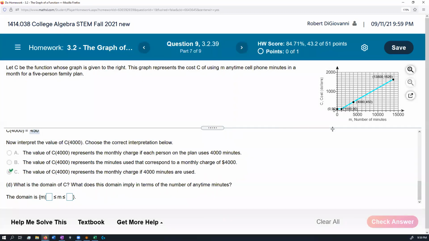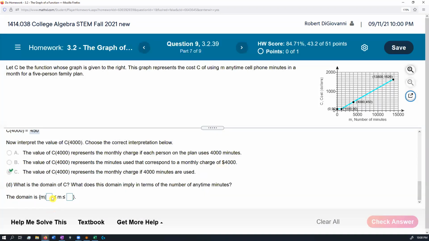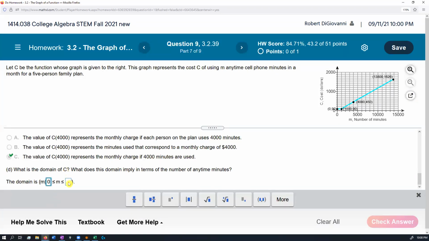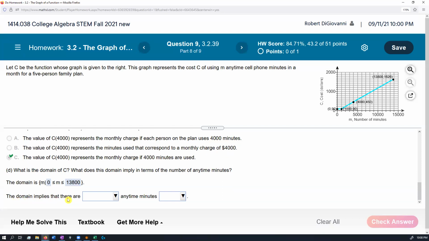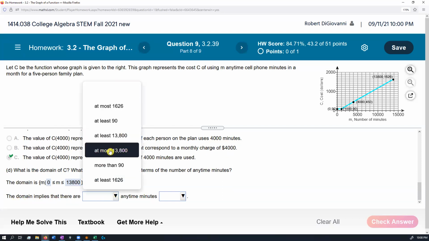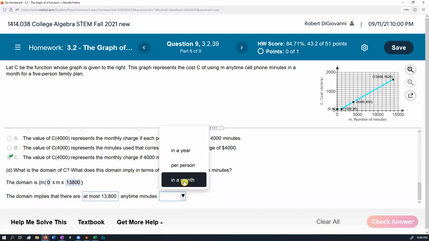What is the domain? I don't know. Does this graph keep going? You could use more than 13,800 minutes. Oh, wait. But if it's a month, how many minutes are in a month? There are a limited number of minutes in a month, so it couldn't be infinity. Let's just go off the graph. It looks like 13,800. So M has to be greater than or equal to 0 and stop at 13,800. The domain implies that there are at most 13,800 anytime minutes in a month.